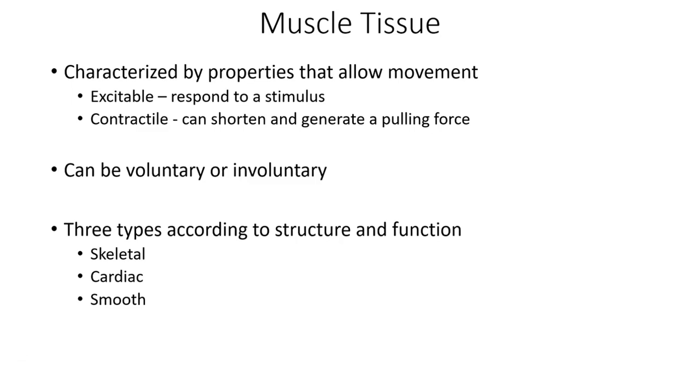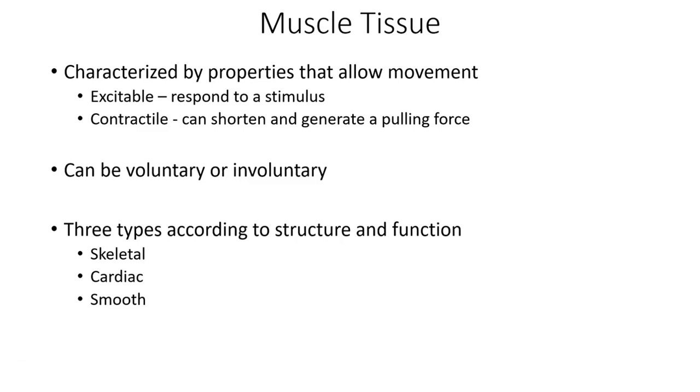All right, so muscle tissue is mainly characterized by its ability to allow movement. These characteristics or properties are that it is excitable, so it can respond to some sort of stimulus, usually an electrical signal from like the nervous system, and that it is contractile, which means that it can shorten and generate some sort of force that pulls something in a particular direction.